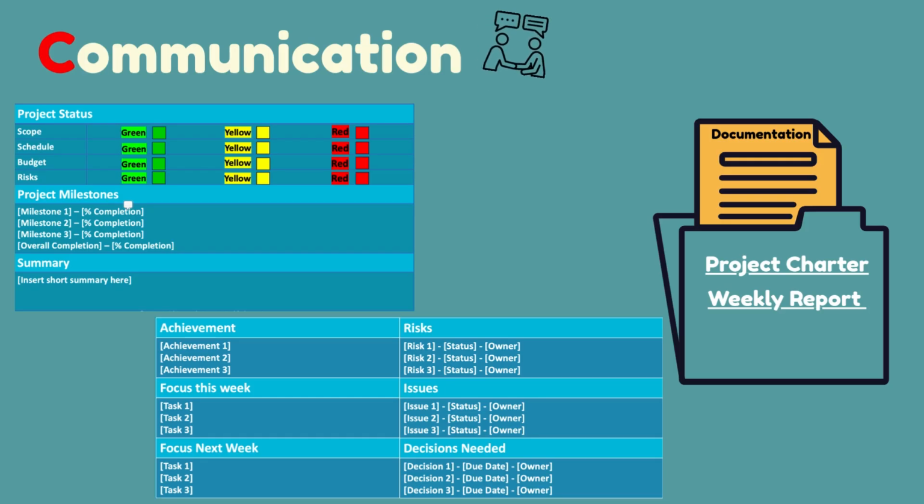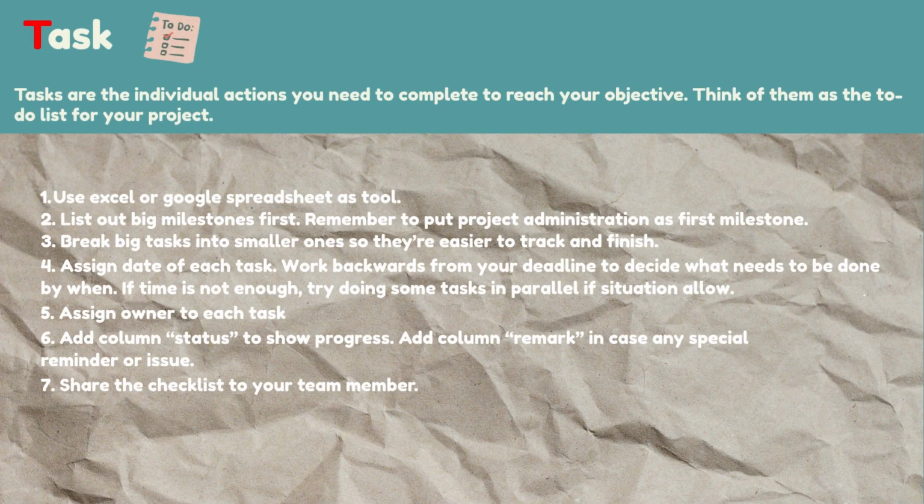Then provide project milestones. For example, development stage, 50% completion, etc. You could provide a short summary in your own words too. On the next page, you could provide the detailed tasks that your team is working on. Say the achievements completed recently, the tasks that you focused on this week, and the focus for next week. If you have risk items, issues, or something that requires a decision from higher management, you could put them on this page too.